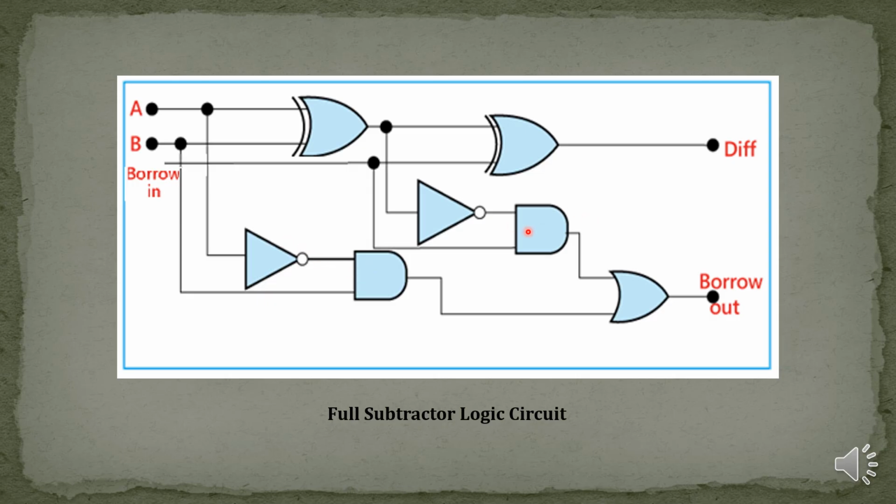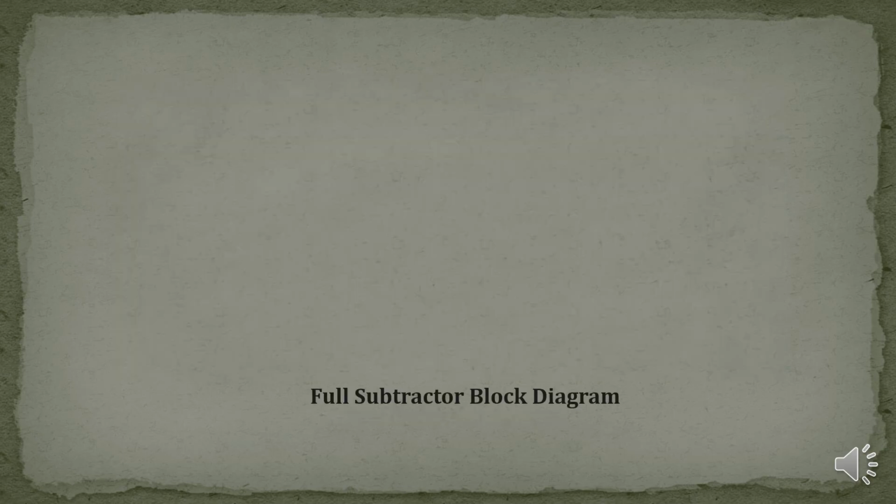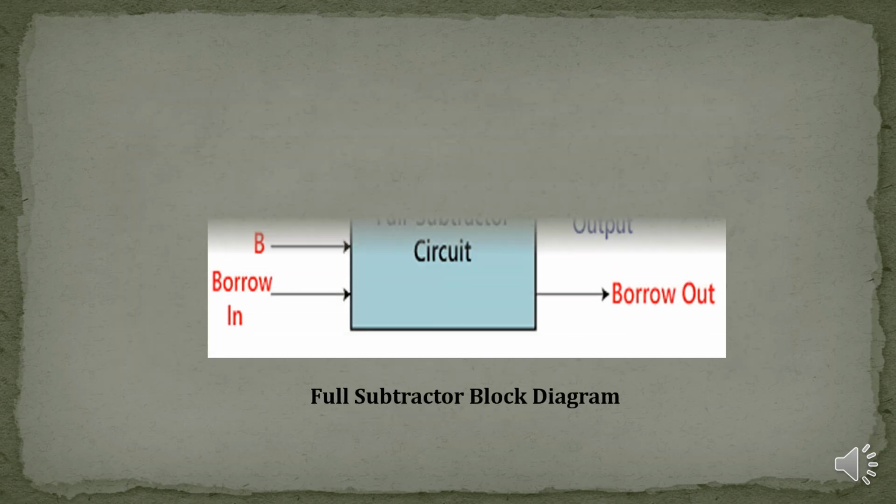And to the next second AND gate, the output of the first exclusive OR gate is inverted and given as one input, and the second input is given from the borrow in directly to the second AND gate. Both the outputs of the AND gates are given to the OR gate, and the output we are getting from the OR gate is borrow out. This is the full subtractor block diagram.